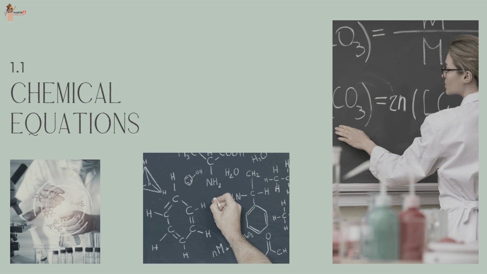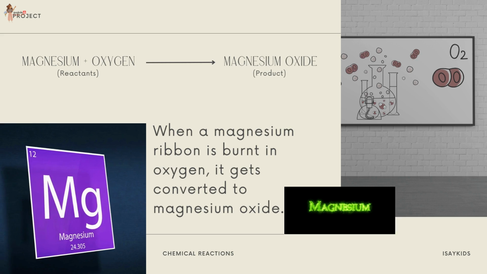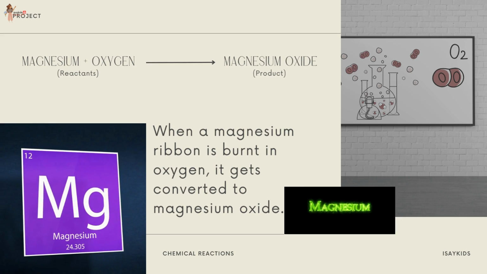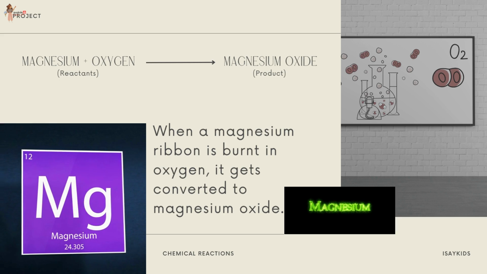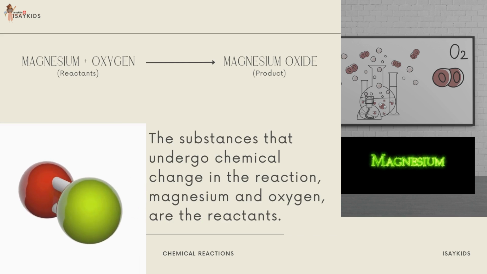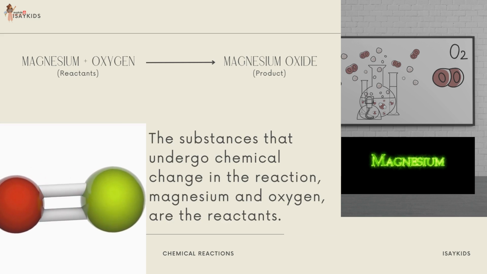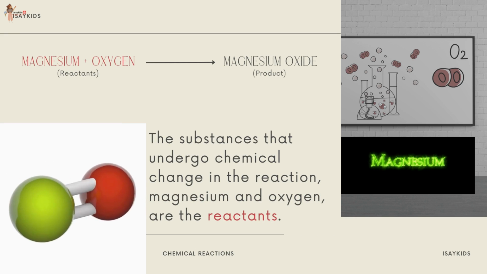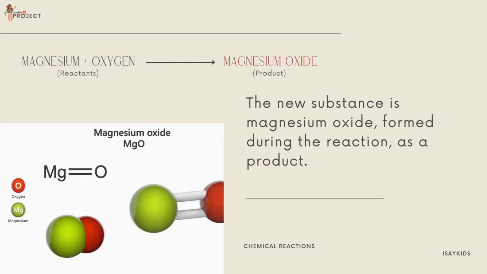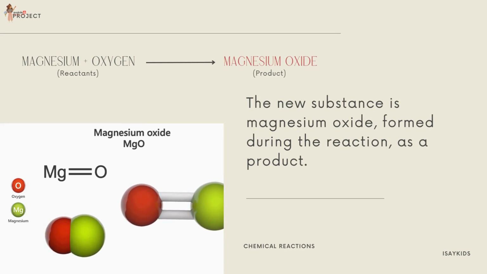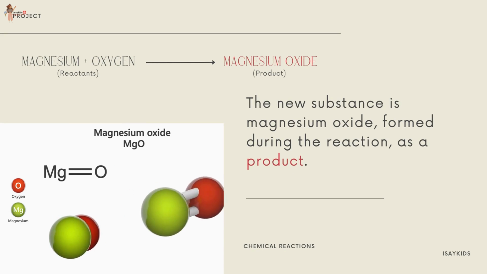Let's start with chemical equations. Like we just discussed, when a magnesium ribbon is burnt in oxygen, it gets converted to magnesium oxide. The substances that undergo chemical change in the reaction, magnesium and oxygen, are the reactants. The new substance, magnesium oxide, formed during the reaction is the product.